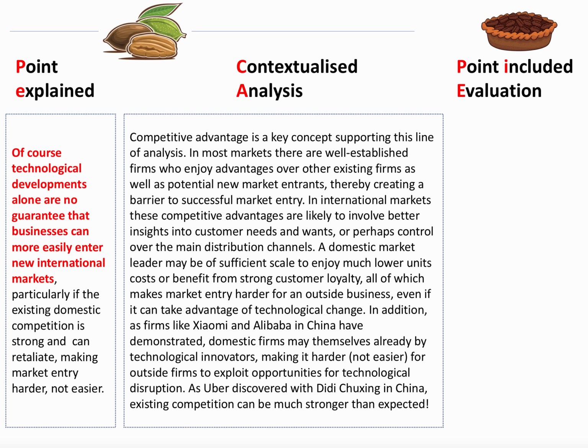domestic firms may not only just be market leaders, but they may also be technological innovators, which makes it harder, definitely not easy, for outside firms to use their technological disruption or technological advantage to enter the market and to succeed in the market. As Uber discovered with Didi Chuxing in China, if you know that case study, it's worth mentioning there, existing competition can be much stronger than expected. So it's a nicely argued piece of analysis supported by a bit more context. But you didn't have to have those examples in there, Xiaomi, Alibaba, Uber.